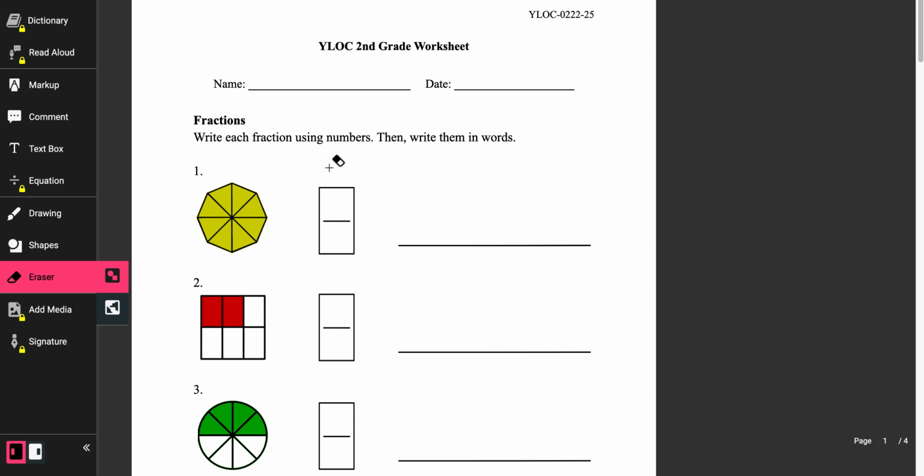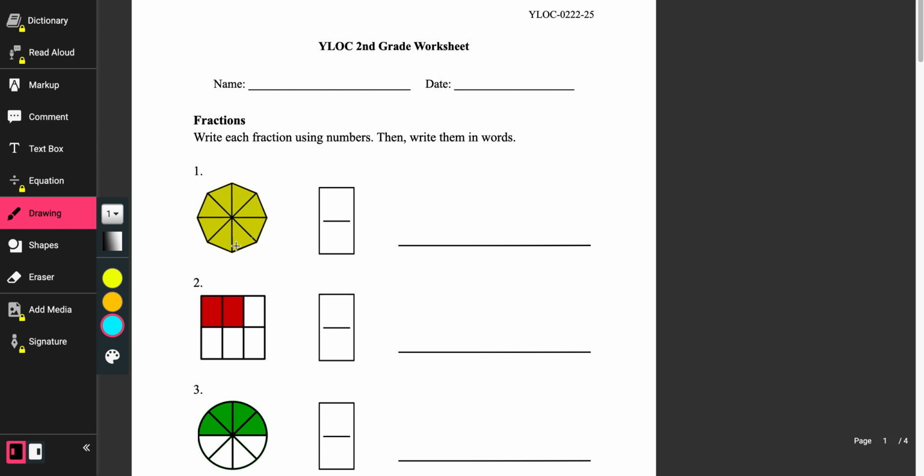It says write each fraction using the numbers. So let's count how many pieces there are in total, and then let's see how many are shaded. So there are 1, 2, 3, 4, 5, 6, 7, 8. So there are 8 total. However, all are shaded, so we know it's going to be 8 out of 8.